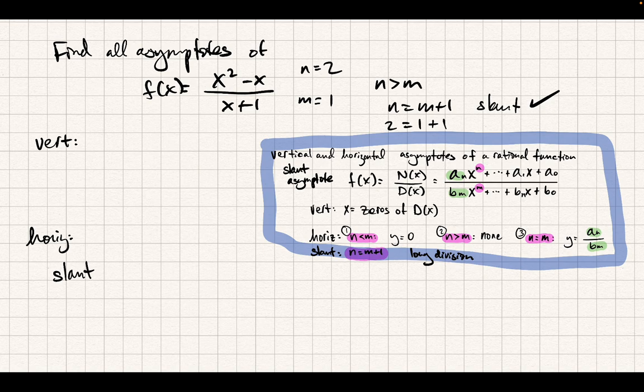Tell me how to find the vertical asymptotes. Zeros in the denominator. Let the denominator be equal to 0.